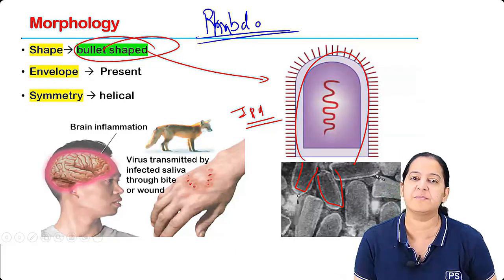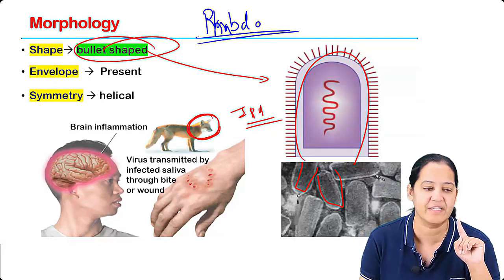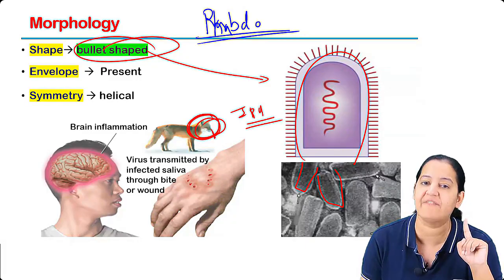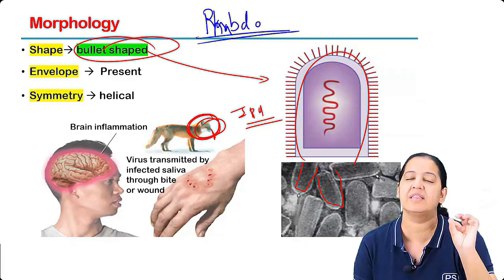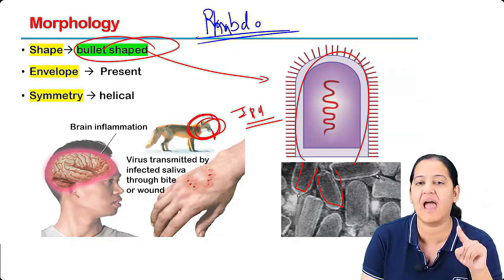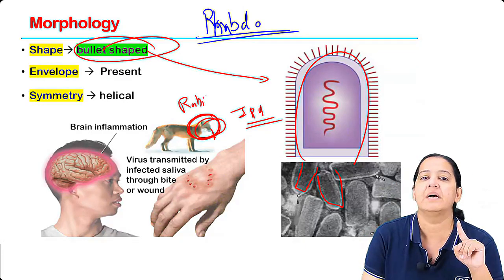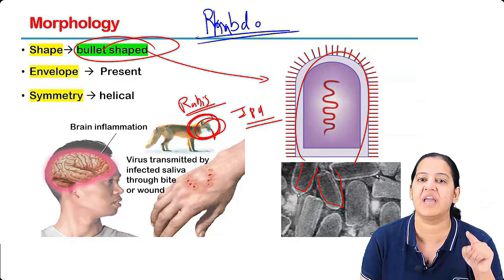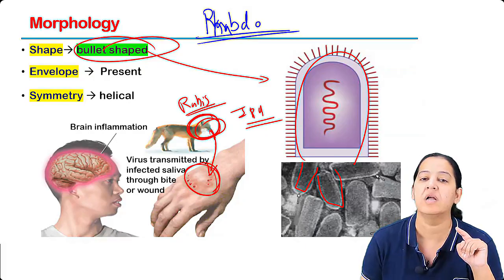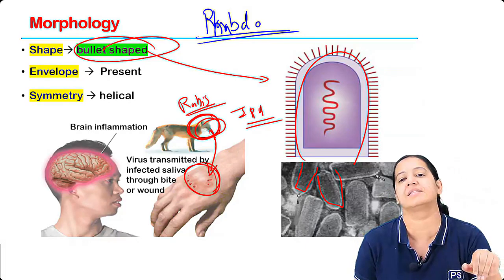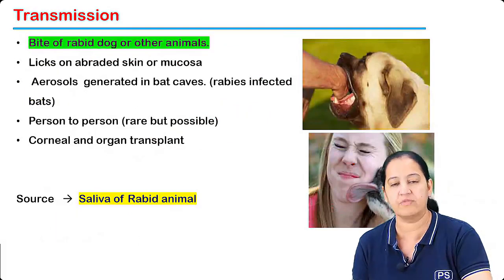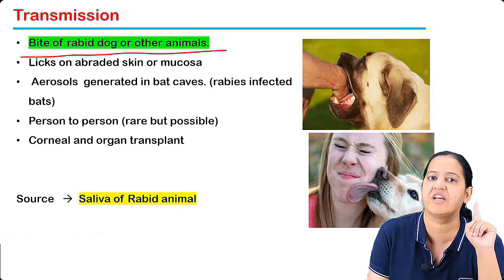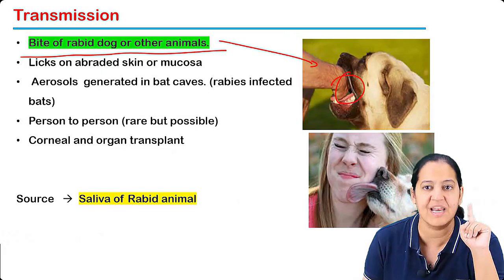What is the route of the transmission? The route of the transmission is the dog bite. It is present in the saliva of the dog. So whenever the dog is biting some human, the virus is present in the saliva of the infected dog. This is not a healthy dog. The dog is having rabies. So when such an infected dog bites the human, the saliva gets deposited on the wound. Via saliva, the virus enters inside. So the most common route of transmission is dog bite. The virus present in the saliva gets deposited on the wound.